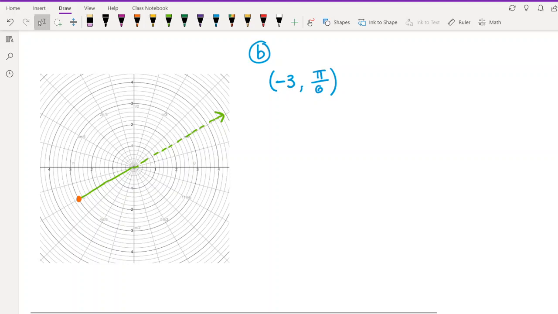And then to find the x and y coordinates in rectangular form, it's going to be exactly the same process as last time. So the y coordinate is going to be equal to -3 times sine of pi over 6.